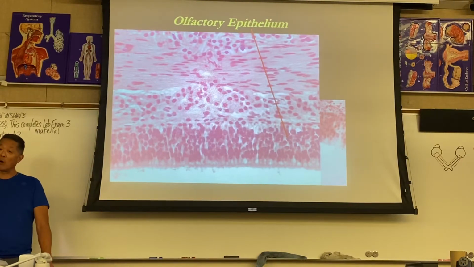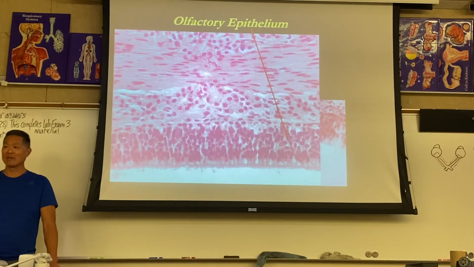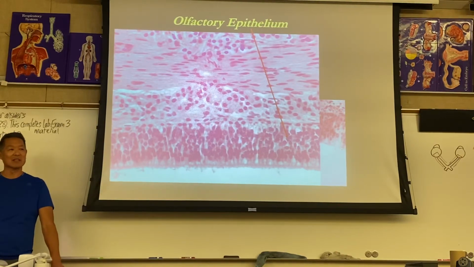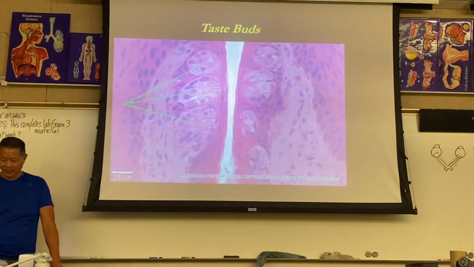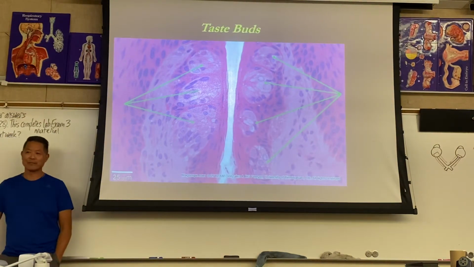This is how all slides of olfactory epithelium should be oriented, with the free space at the bottom, because this is the roof of the nasal cavity, not the floor. You cannot smell with cells on the floor of your nasal cavity. Taste buds. Those are those round things.